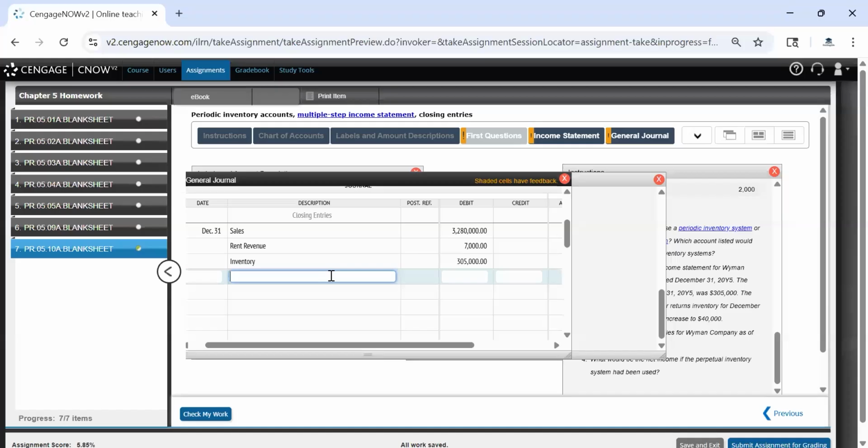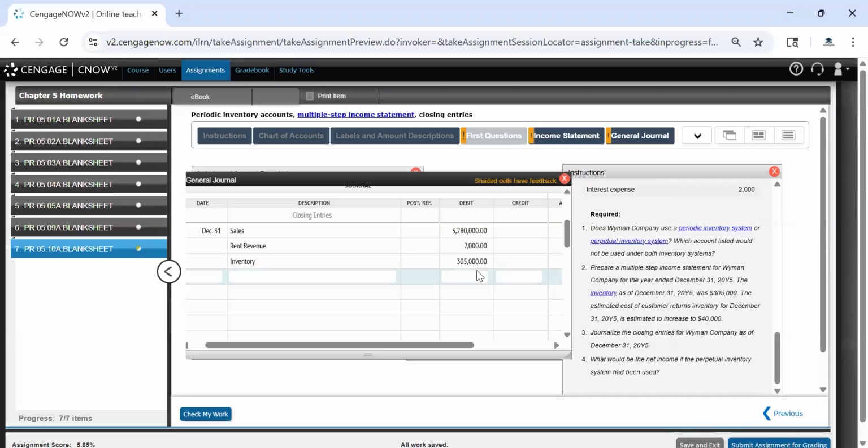We also need to debit our estimated returns inventory. And this is because our estimated returns inventory increased by $5,000 this year. So we need to debit it because that increases our balance. You could also record this individually, but we don't have the lines on the journal to do that, by debiting and crediting the ending balance.